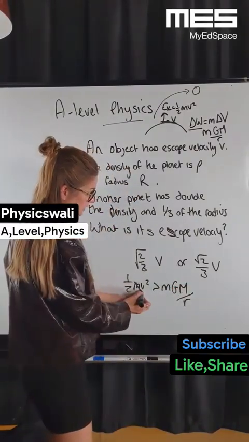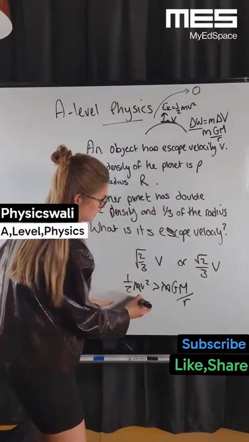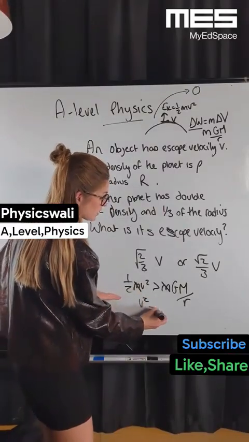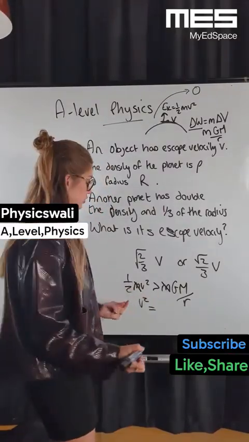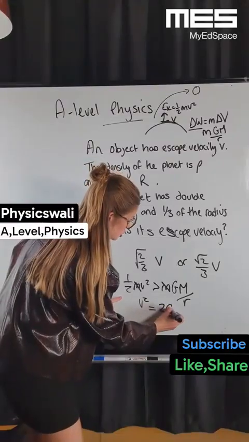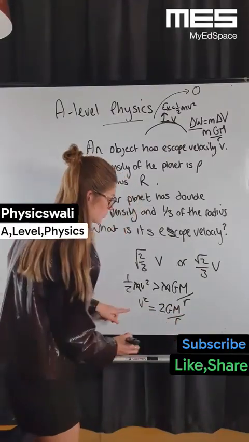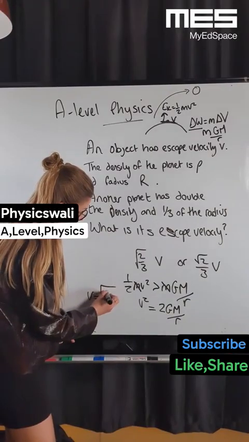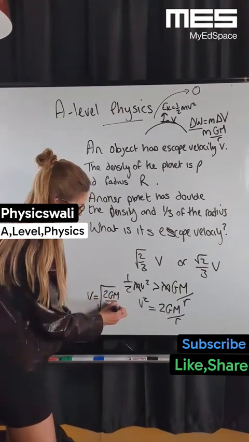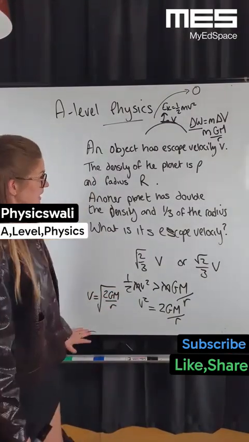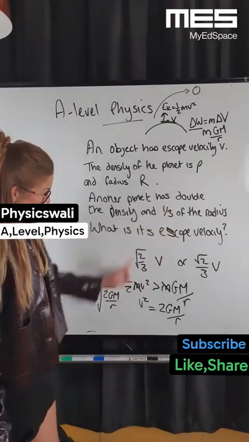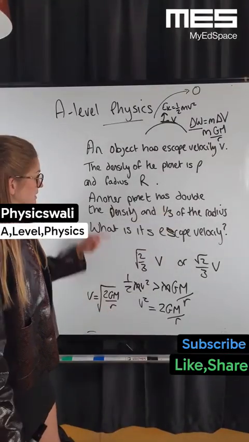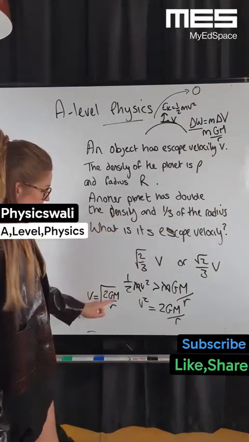The mass of my object cancels, and then I can see that v squared is going to be equal to, setting them equal to look at the extreme, 2GM over r. So to find an equation for v, escape velocity is equal to the square root of 2GM over r. But the question says we're taking a third of the radius. That's easy to do because I've got radius here. But it says the density is doubled, and I don't have density in the equation.